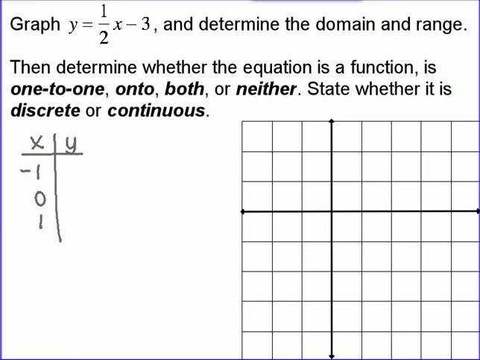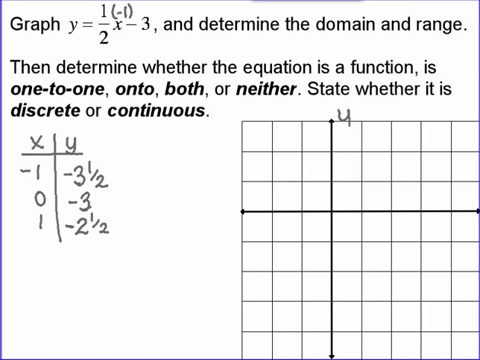So I'm going to take -1 and plug it in here for x. So first of all, I've got 1/2 times -1, which is what? -1/2. And I'm going to subtract 3. So what is that? -3.5. Let's plug in 0 in the same spot. If I plug 0 in, I get 1/2 times 0, which is 0, minus 3 is -3. If you plug in 1, what do you get? -2.5. Good.